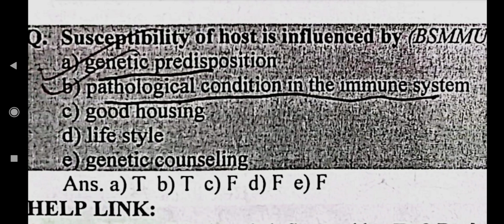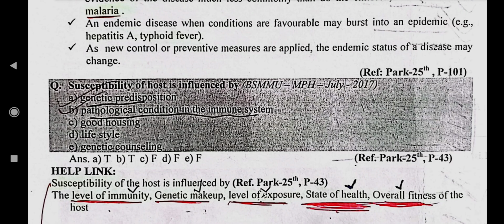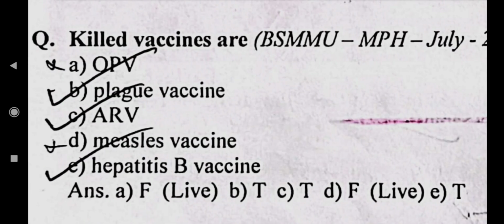Susceptibility of host is influenced by. True answer: genetic predisposition, pathological condition in the immune system. False answer: good housing, lifestyle, genetic counseling. Susceptibility of the host is influenced by the level of immunity, genetic makeup, level of exposure, state of health, overall fitness of the host.